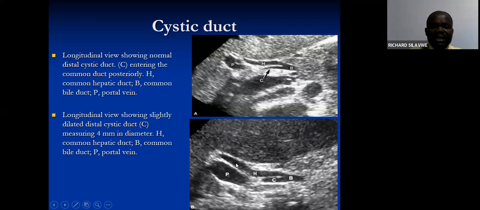Then we have another image here, which is showing us the hepatic artery. Also, it is showing us the portal vein here. We have the portal vein here. Then we also have the common bile duct. So these are just images that we are scrolling.